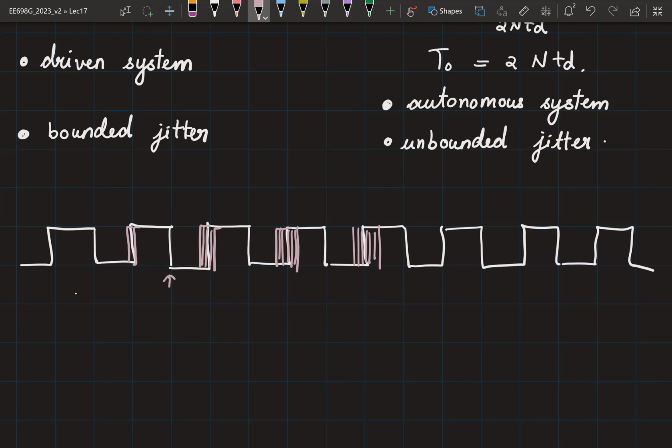So now I have a question for you. If the jitter is unbounded, what sort of jitter definition should we use when we are going to talk about the jitter of an oscillator? Feel free to refer back to your notes.